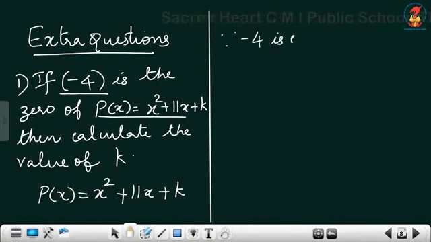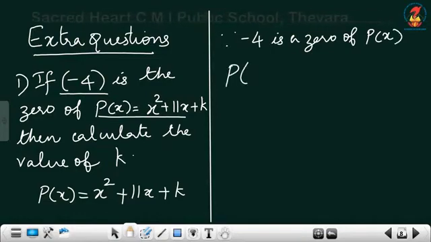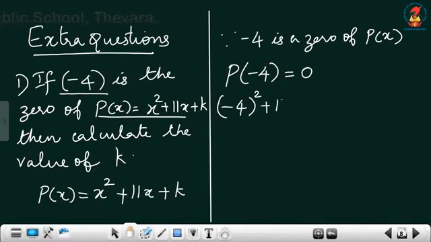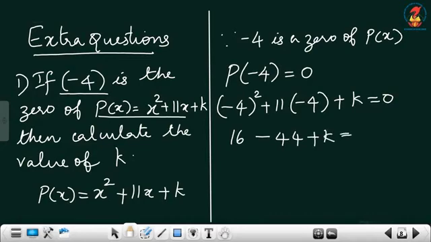Since minus 4 is a 0 of p of x, p of minus 4 equal to 0. P of minus 4 equal to 0 means minus 4 whole square plus 11 into minus 4 plus k equal to 0. That means 16 minus 44 plus k equal to 0. That is equal to minus 28. Minus 28 plus k equal to 0. So k is equal to 28.